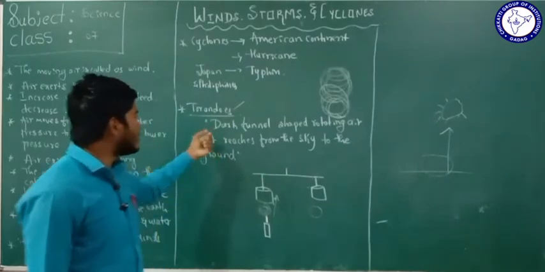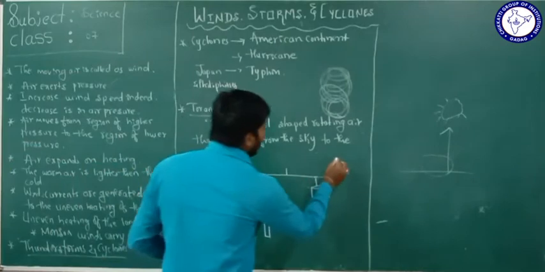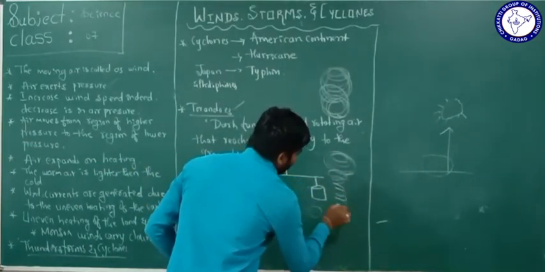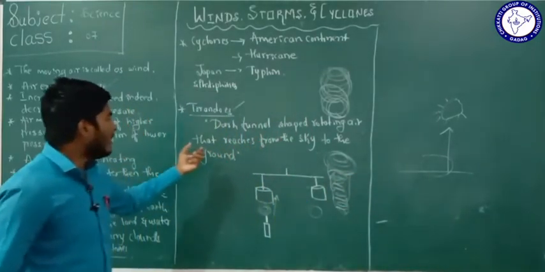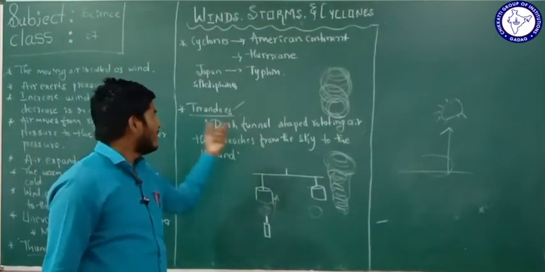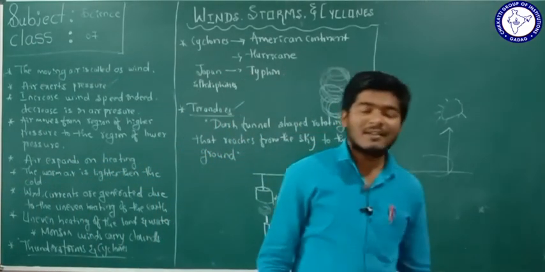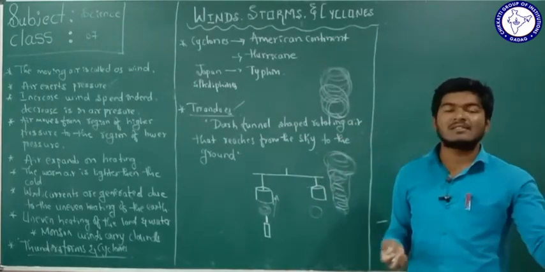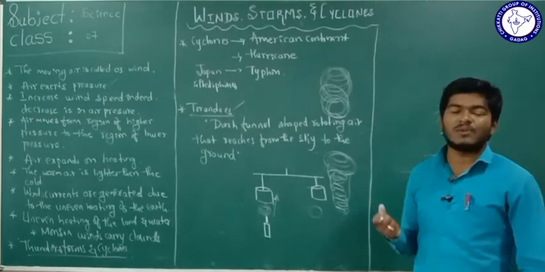What is a tornado? Dark funnel-shaped rotating air. You have to remember here, it is a funnel-shaped rotating air that reaches from the sky to the ground, that is called a tornado. These tornadoes are not destructive in India. Tornadoes are very common in India, but they are not destructive. They do not cause very harmful effects in India, because the speed of tornadoes is very low in India.